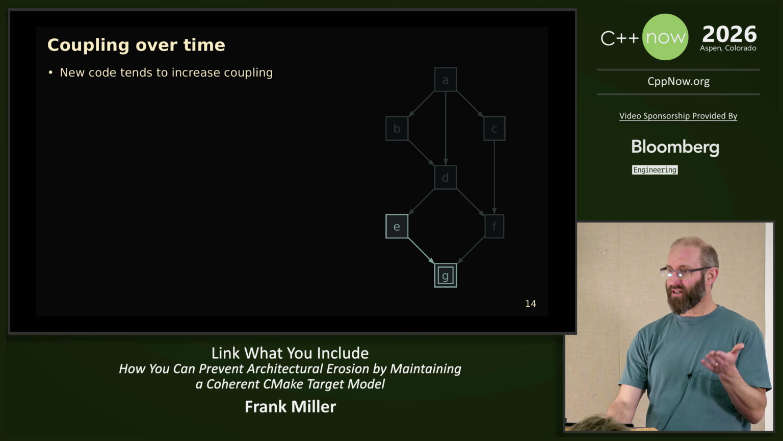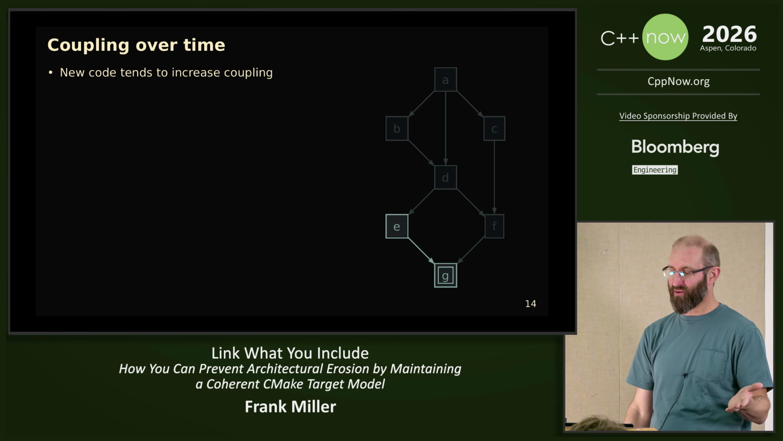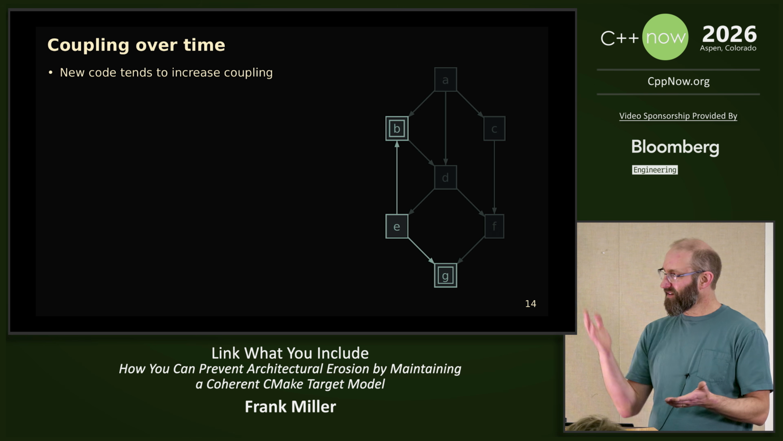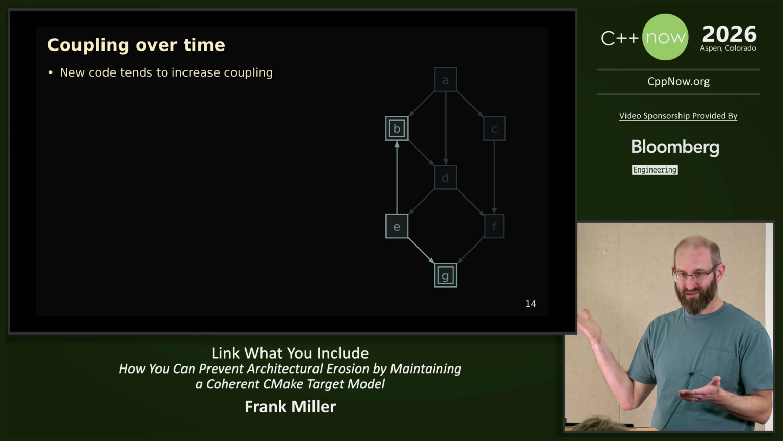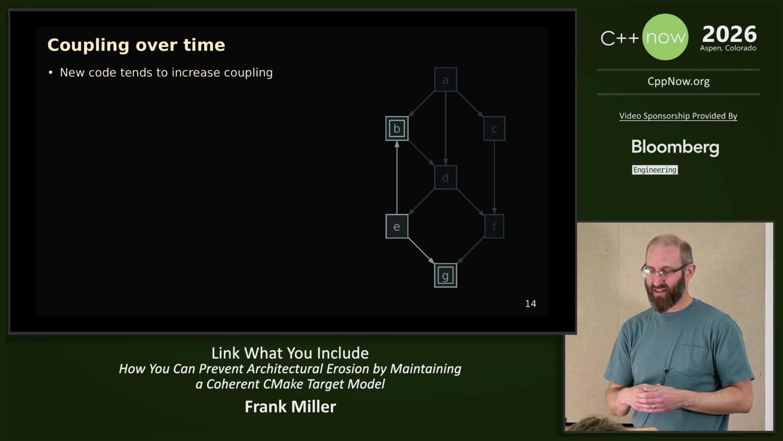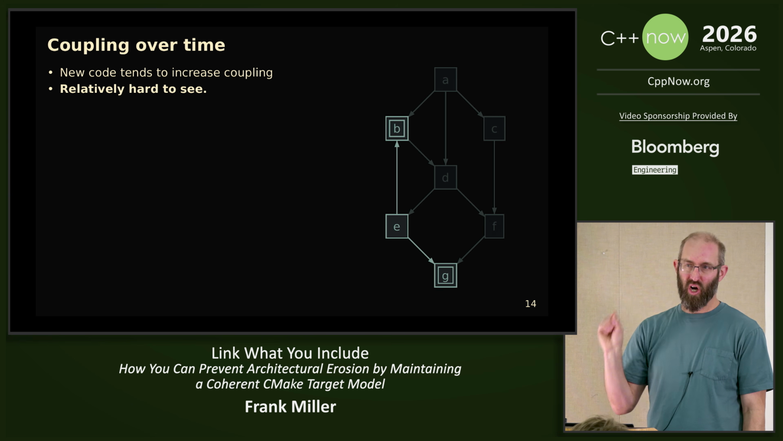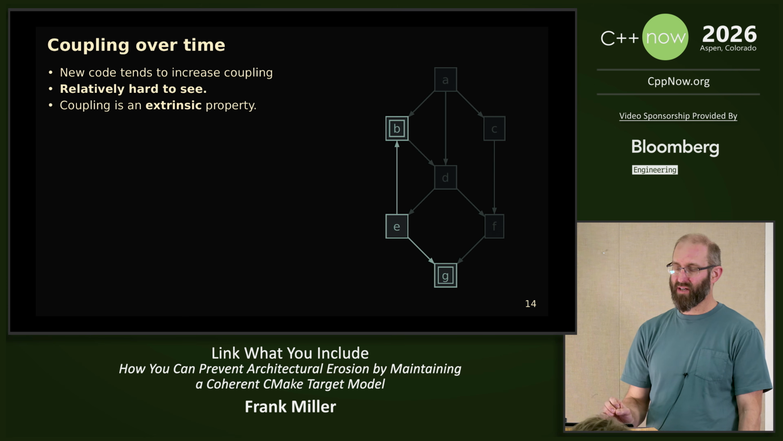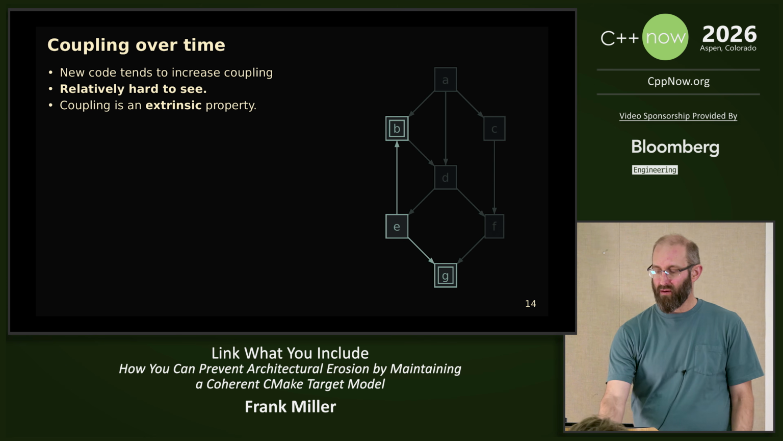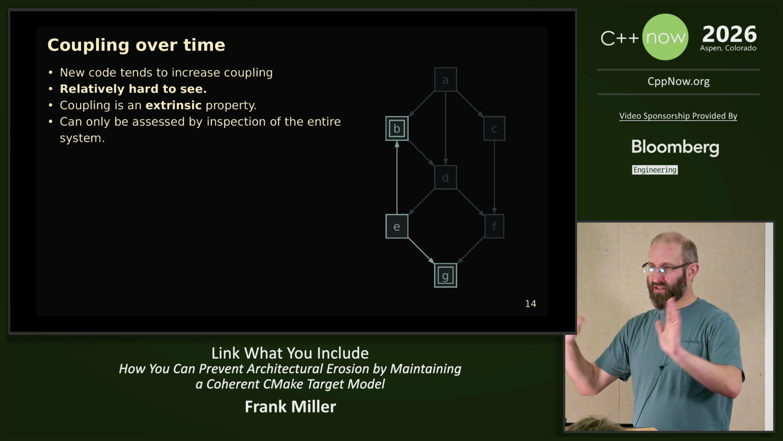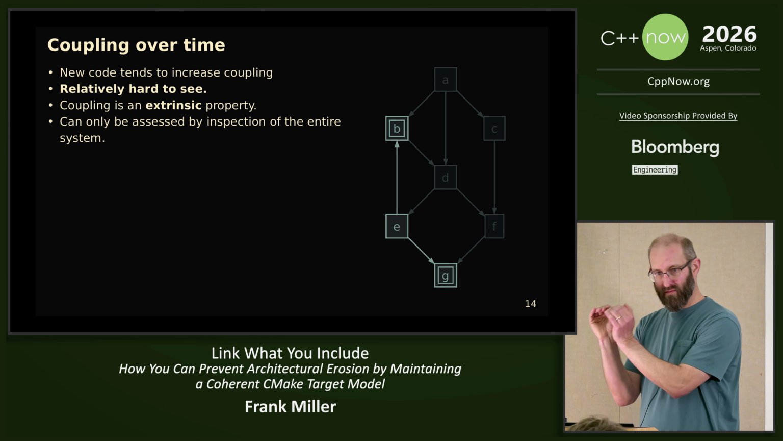Similarly, new code tends to increase coupling. Right? You're not going to add code and remove a dependency. So over time, we're going to tend to add new dependencies, and coupling is just going to increase over time. But this is relatively hard to see because coupling is an extrinsic property. You can only assess coupling by looking at the entire system. We can't have our little focused view anymore.